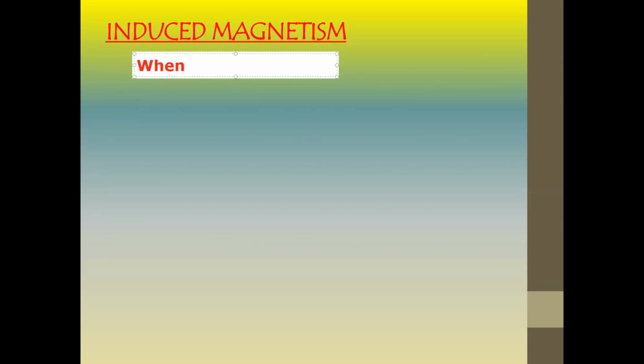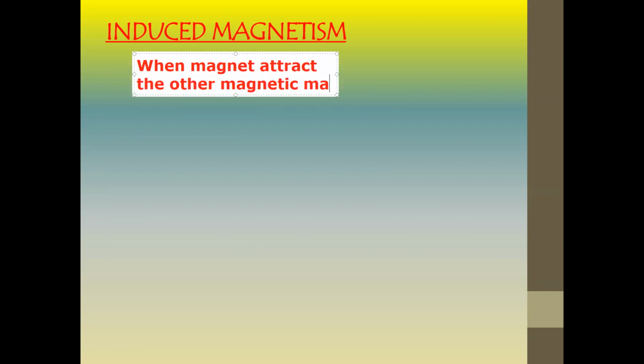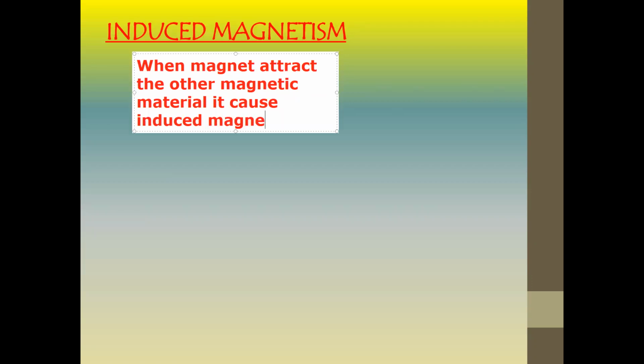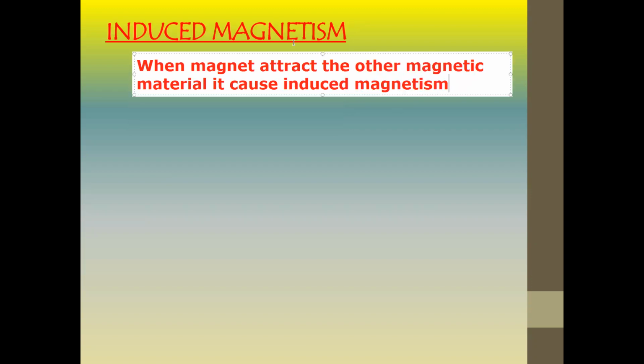when a permanent magnet attracts the other magnetic material, it causes induced magnetism. Basically, the term induce means producing or forcing a magnetism.